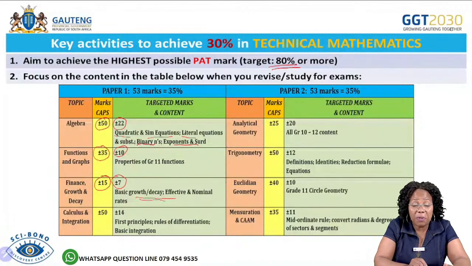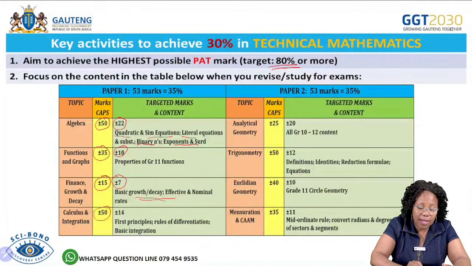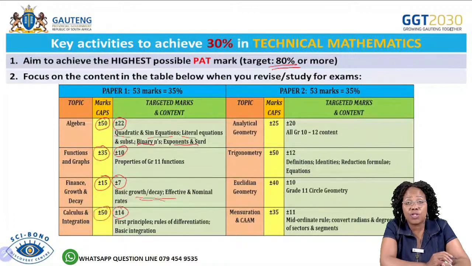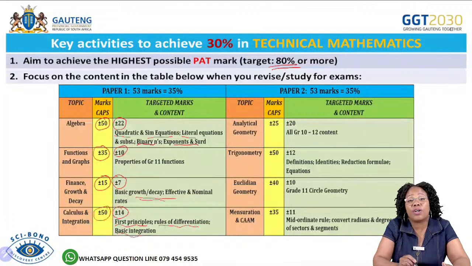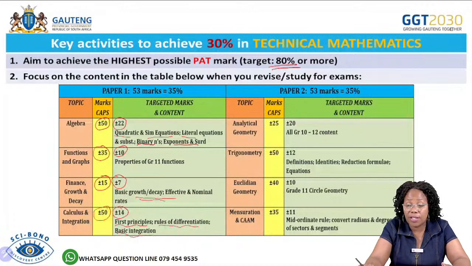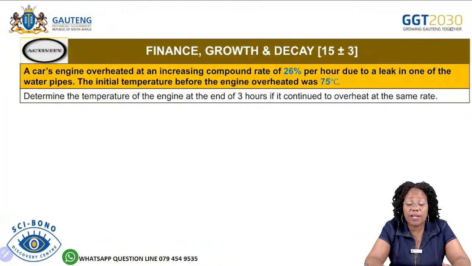Lastly, we are having on paper 1, calculus and integration. The weighting for that is plus minus 50, and then we are expecting you to get plus minus 14 in order to reach a 30%. So then you can master your first principle, look at the rules of differentiation, and then the basic integration. Remember, the formula sheet will assist you in terms of the integration. And then now let's talk finance, growth and decay. Remember we said it's 15 plus minus 3 marks.